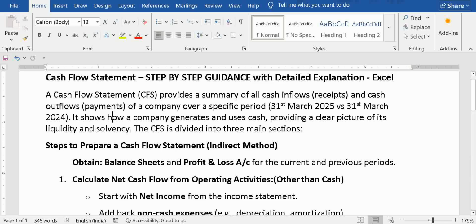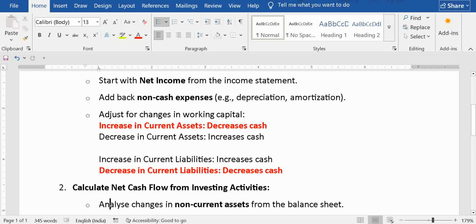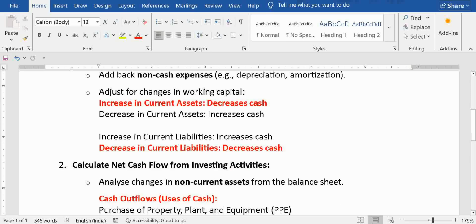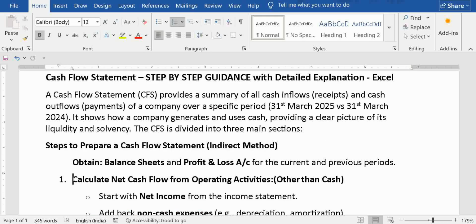There are three main sections. One is for operating activities other than cash, which deals with current assets and current liabilities. Second one is investing activities, which is related to non-current assets. And third one is financing activities, long-term liabilities and equities. Let us start calculate net cash flow from operating activities other than cash.